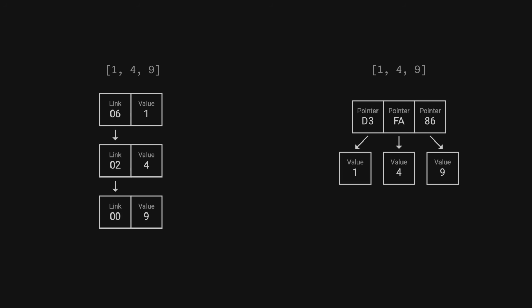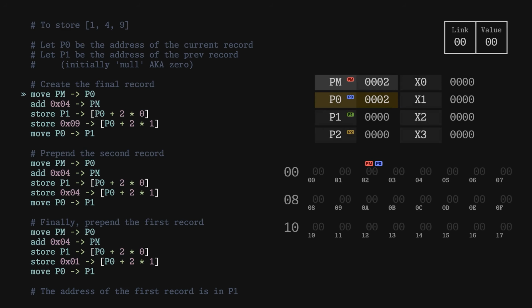Now, construction is just a little bit more complicated than allocating an array. We're going to construct a list of 3 items, 1, 4, and 9. We'll do this by constructing a chain of 3 records. Each record is made up of just 2 elements, a pointer to the next record and the value itself. We construct the linked list in reverse, starting with the last item. We can't construct from the first record because we then need to know what the address of the second record is, and we haven't made it yet, so we start from the end.